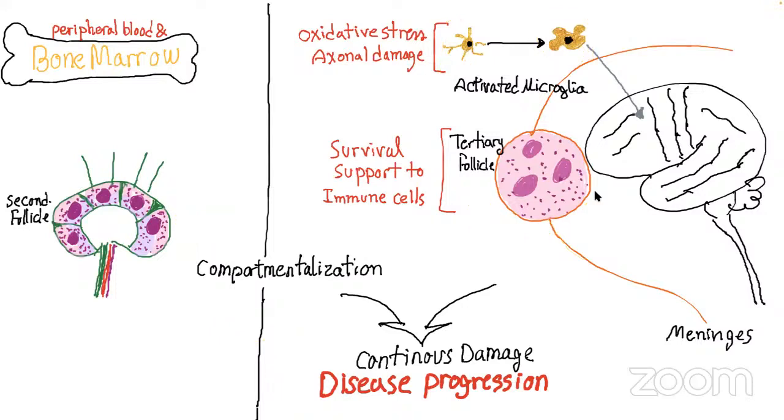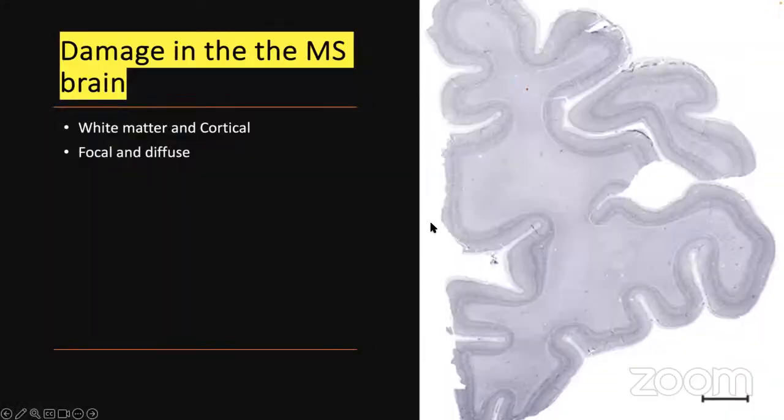Okay, so moving on, I will start to focus on what the pathological changes happening are. Broadly speaking, we will classify the damage into white matter damage and cortical damage. And each type, white matter and cortical, will be further subdivided into focal damage and diffuse damage. So going through that, we will start with the white matter.